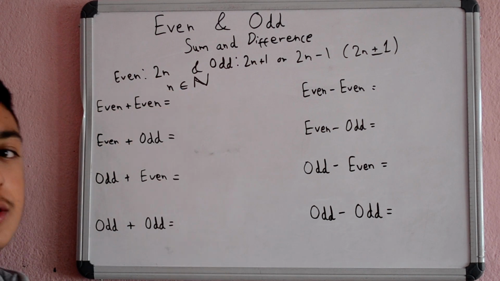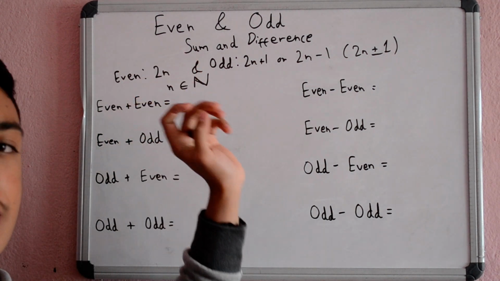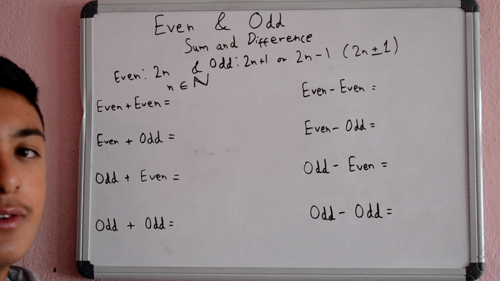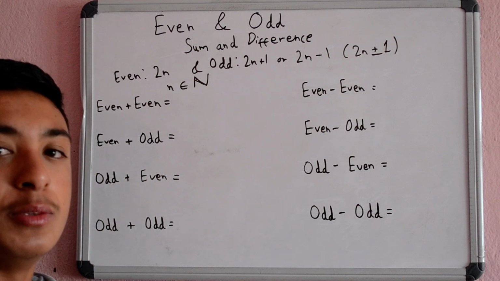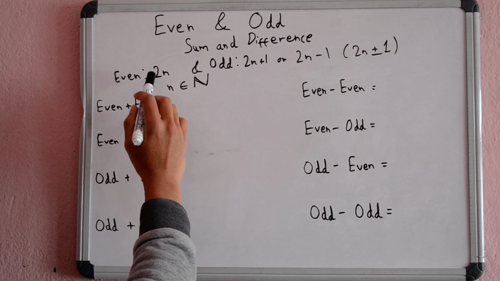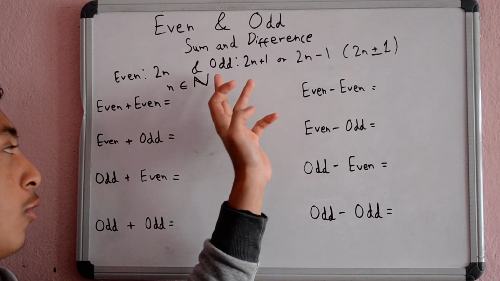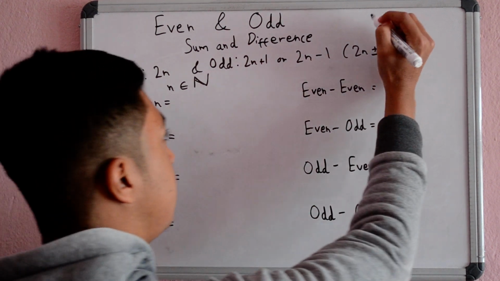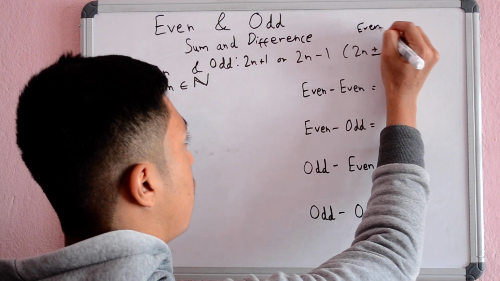And it makes sense because for a number to be even, it should be divisible by 2. That means all the even numbers must be a multiple of 2. So in this case, 2n. Now for odd, 2n plus or minus 1, or simply an even number plus or minus 1.